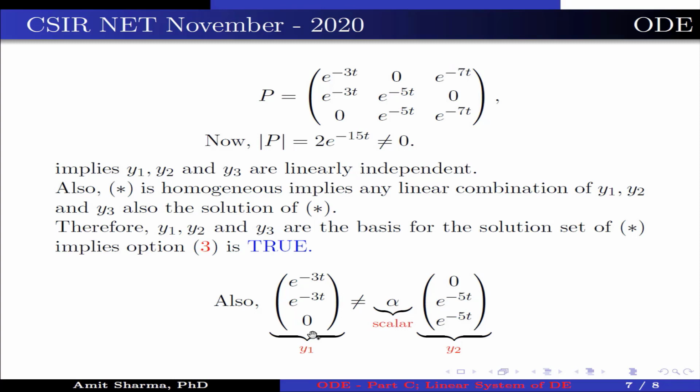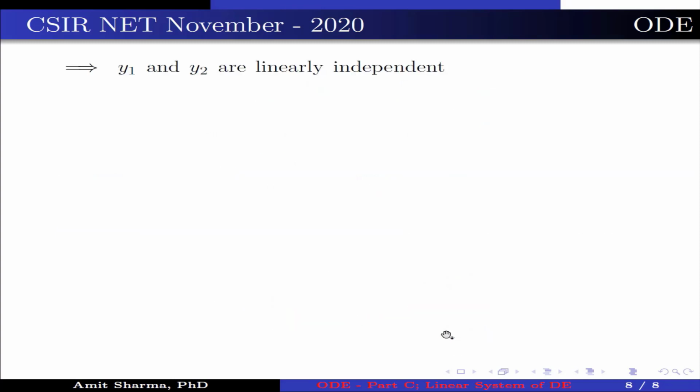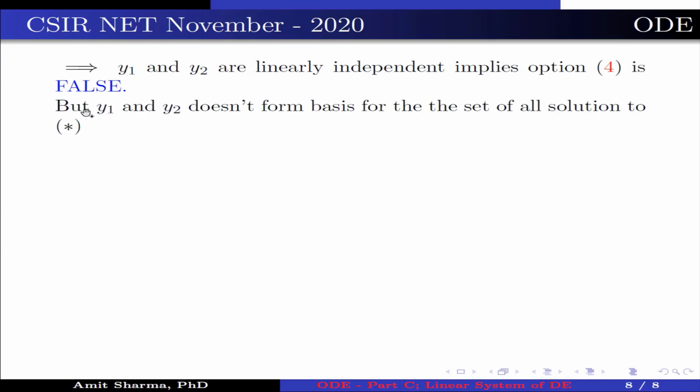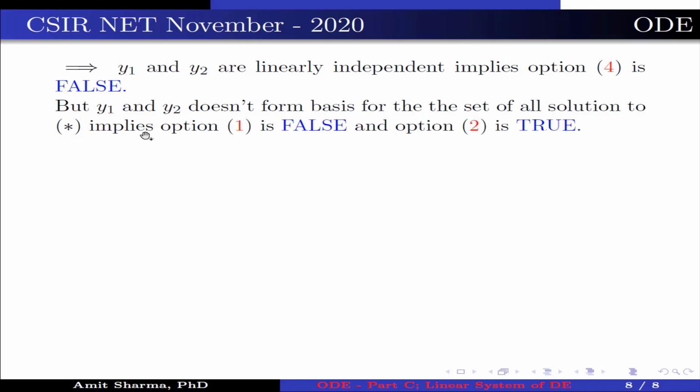Also, the vector y1 cannot be written as a scalar multiple of the vector y2. This implies y1 and y2 are linearly independent. This implies option 4 is false. But y1 and y2 don't form the basis for the set of all solutions to star because we need 3 solutions to generate all the solutions of star. This implies option 1 is false and option 2 is true. Hence, options 2 and 3 are true.